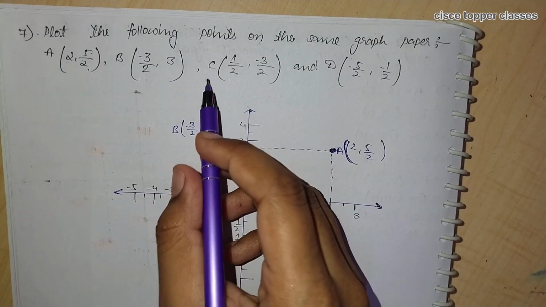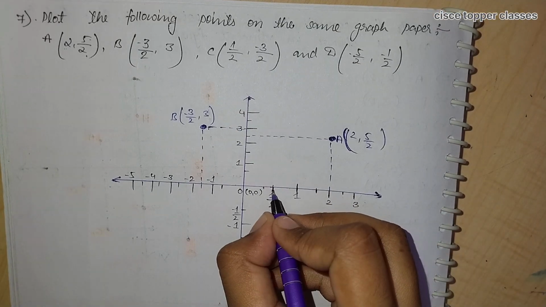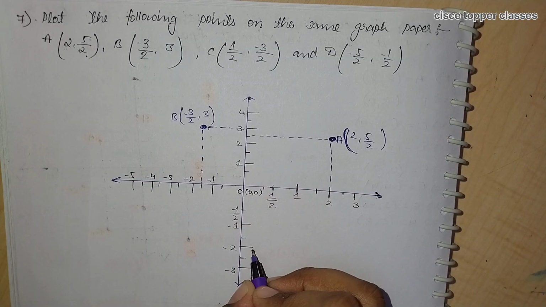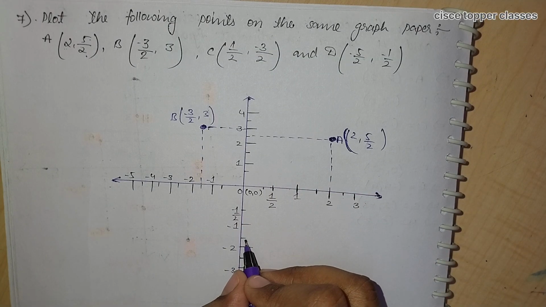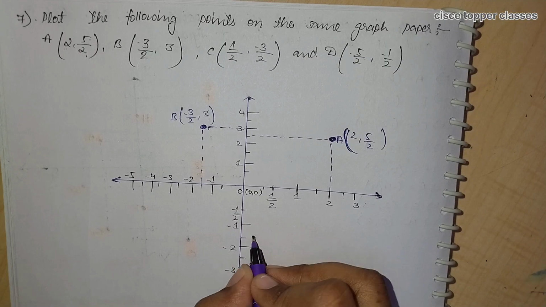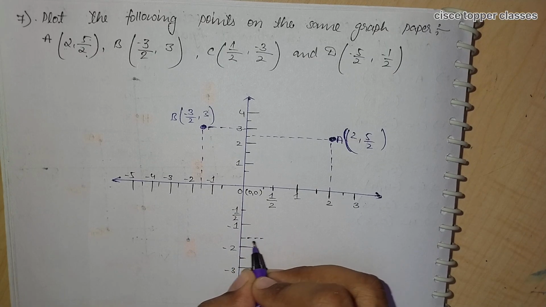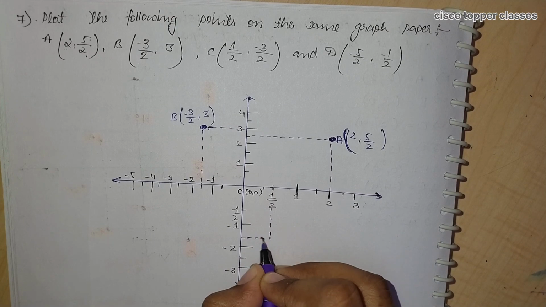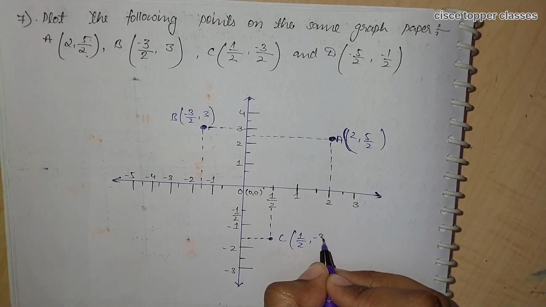Now we have point C as 1 by 2 as the abscissa. So this is the abscissa here, and minus 3 by 2 as the y coordinate. So minus 3 by 2 we can write here. So this will be minus 3 by 2, and half abscissa will be here. So this is the point here C, which is 1 by 2 comma minus 3 by 2.